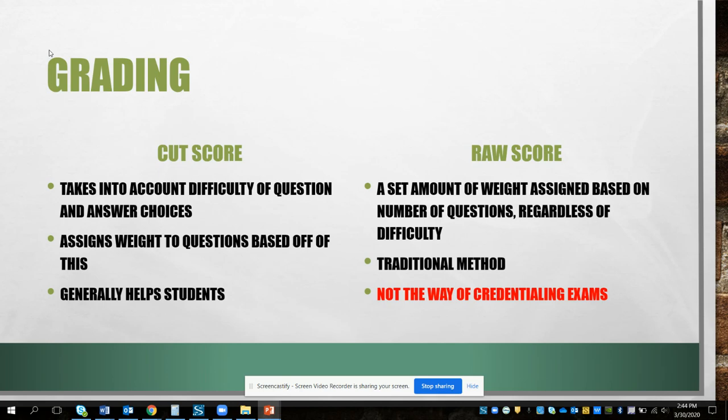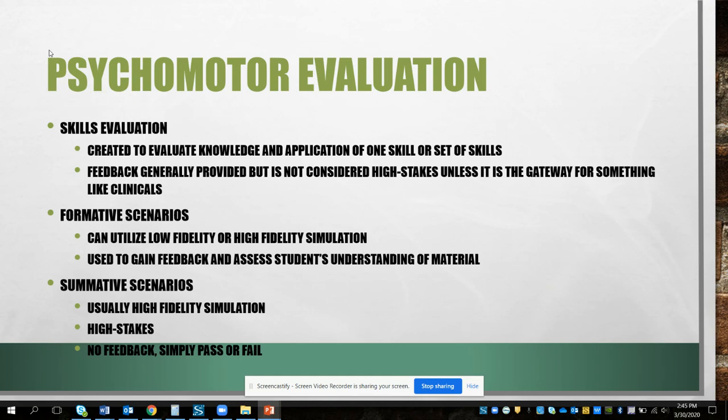Now, this generally helps students. It doesn't hurt them. So with Platinum Planner, when we engage the cut score on here, with a raw score, if you had 100 questions and you got 68 questions right, you would get a 68. With the cut score, and I'm just giving you an example here, if you got 68 questions right, depending on how they were weighted, you might actually get an 85 on the test or the exam. So that's how the cut score works, is based off of the weight, the cognitive ability, and the difficulty of the question and the answer choices. And if you have any questions about that or concerns, please feel free to reach out to me. I know it can be a little bit confusing just talking about it.